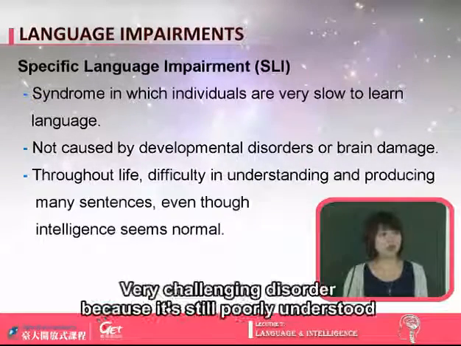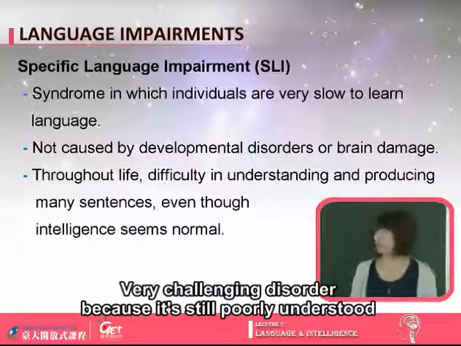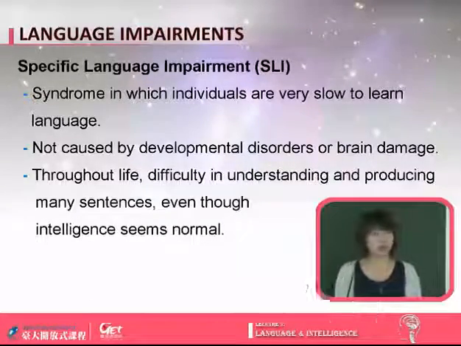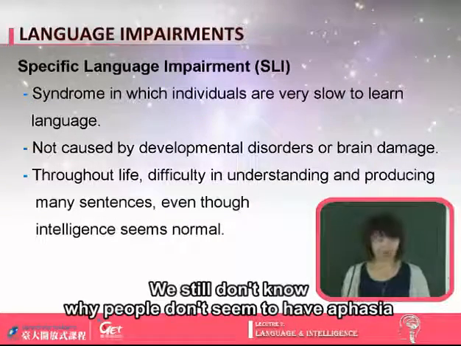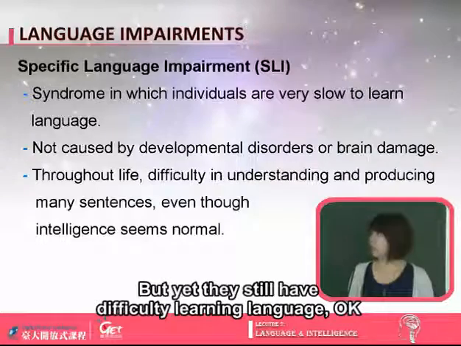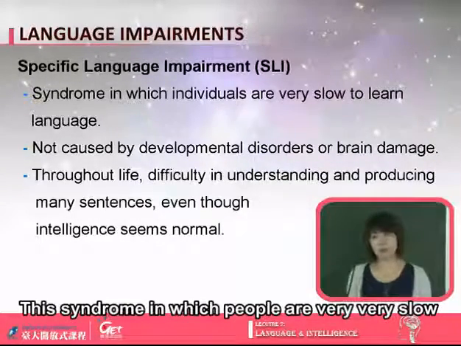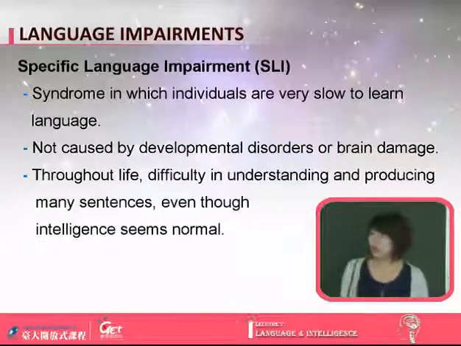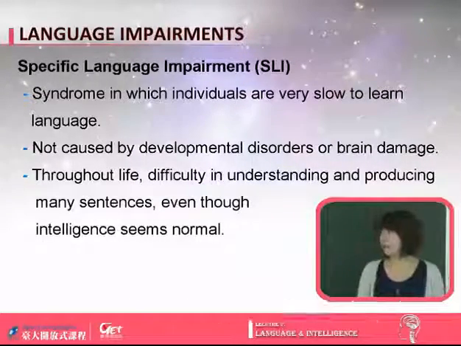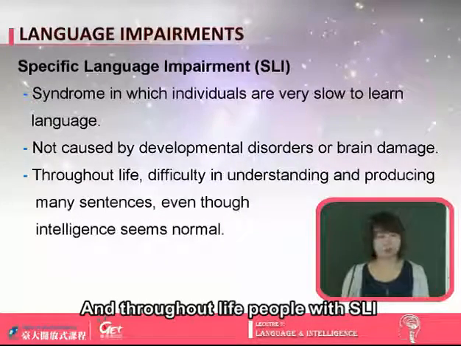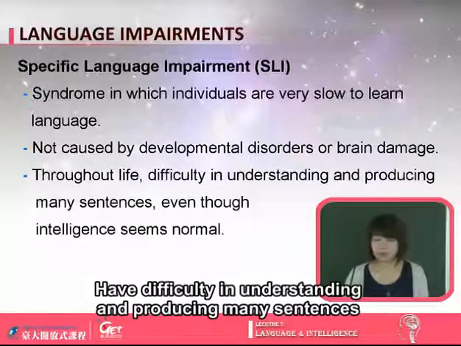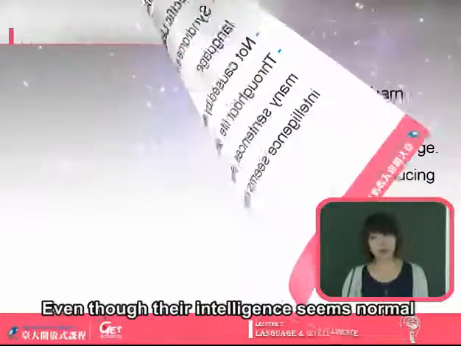Now, this is a very challenging disorder because it's still poorly understood. We still don't know why people don't seem to have aphasia, but yet they still have difficulty learning language. Okay? It's a syndrome in which people are very, very slow in learning a language. And it does not seem to be caused by developmental disorders or brain damage. Okay? And throughout life, people with SLI have difficulty in understanding and producing many sentences, even though their intelligence seems normal.